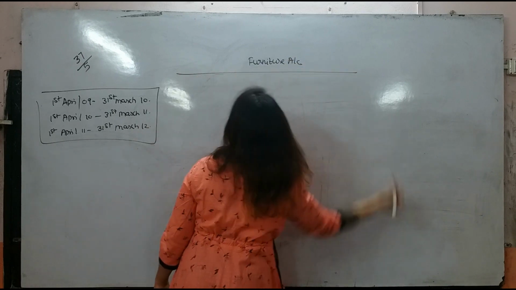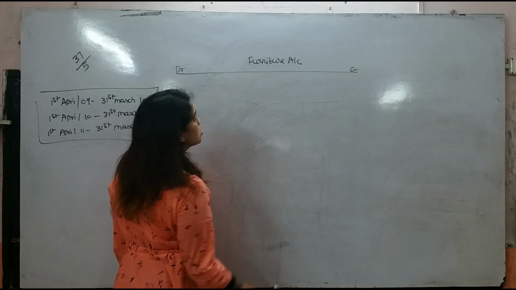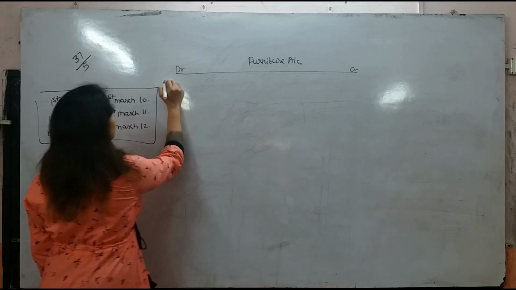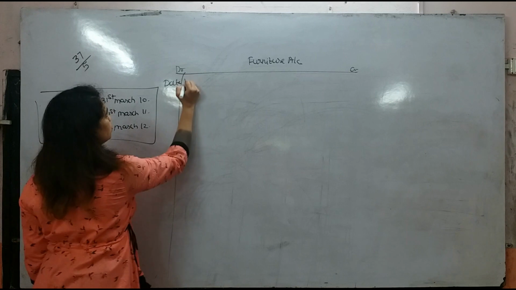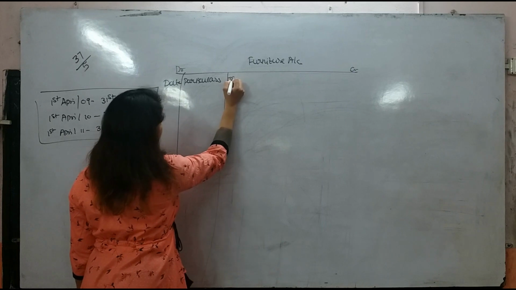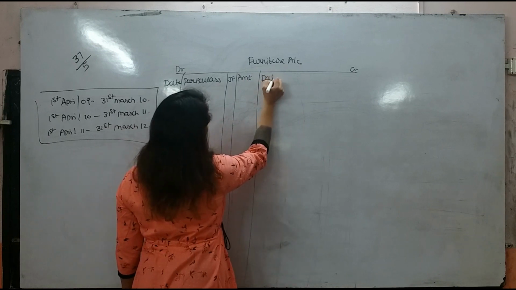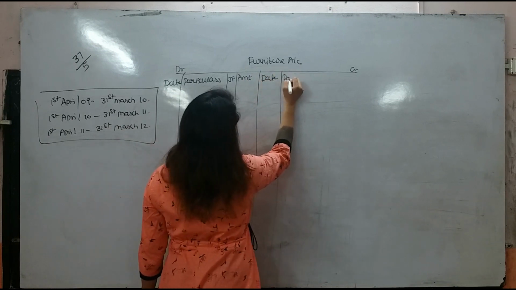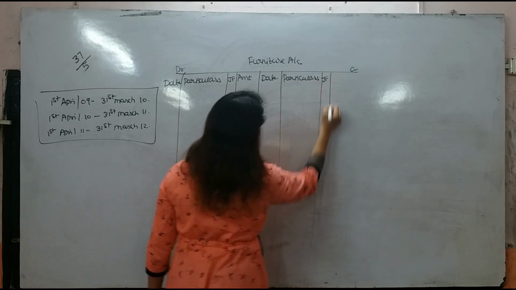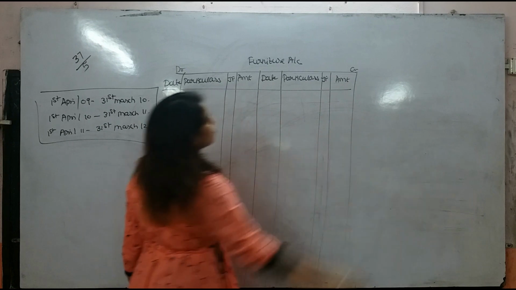Furniture is an asset, so which principle are we going to follow? It is a real account, so we will follow debit what comes in, credit what goes out. The furniture account is divided into 2 parts, debit and credit. On the debit side we will have the date column, particulars, and because this is a ledger we will write JF, that is journal folio, and amount. Again here date, particulars, JF and amount. Okay, our format is ready.